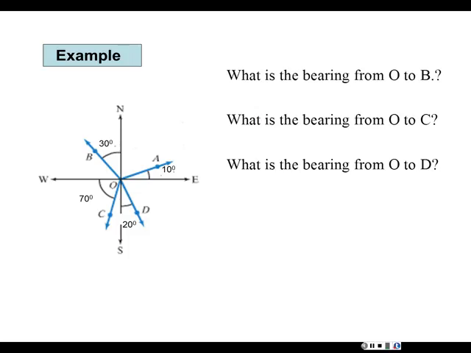Here, O to C. Because look at the angle created. So you started from west and you are creating this angle to go to C. So you are starting from west and you are going towards south. So that's why it's west 70 degrees south.